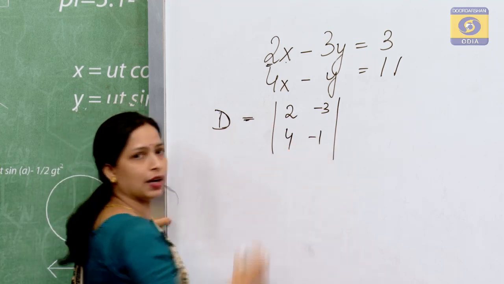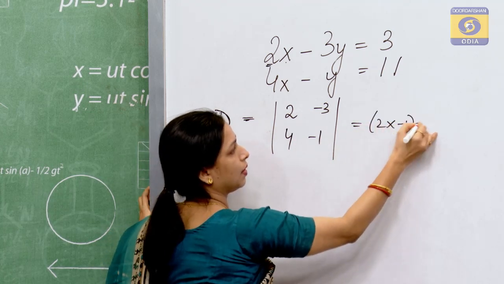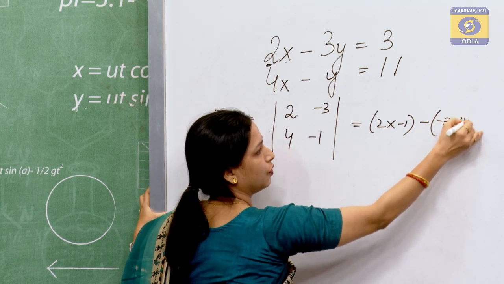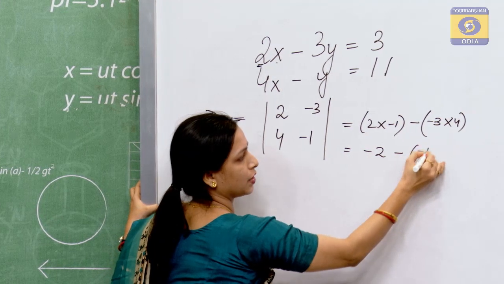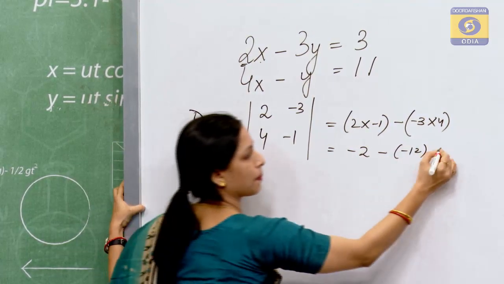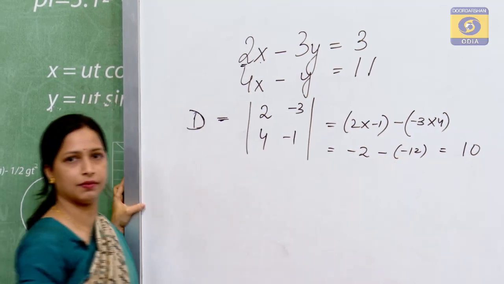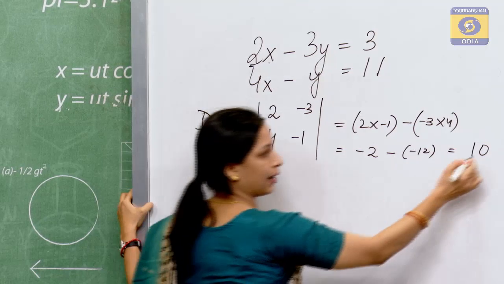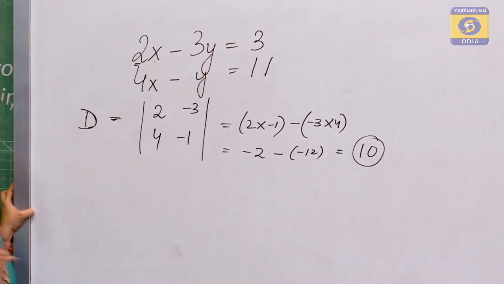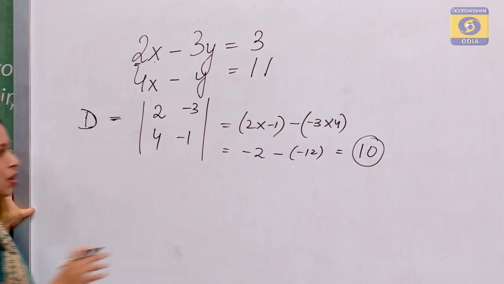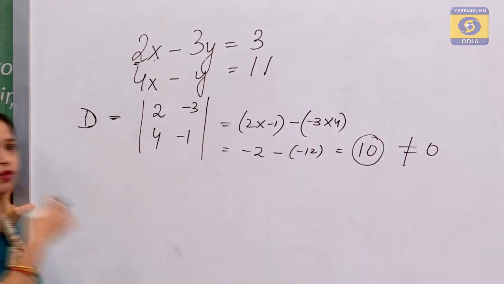Now, we have to find the value of this determinant. So, we get 2 into minus 1 minus minus 3 into 4. So, minus 2 minus minus 12, which becomes minus 2 plus 12, that is 10. Remember, the determinant of the coefficients must not be equal to 0; only then can we follow Cramer's rule. Here the determinant is 10, which is not equal to 0, so now we can follow the next step.